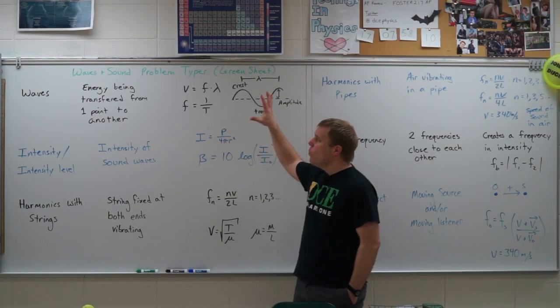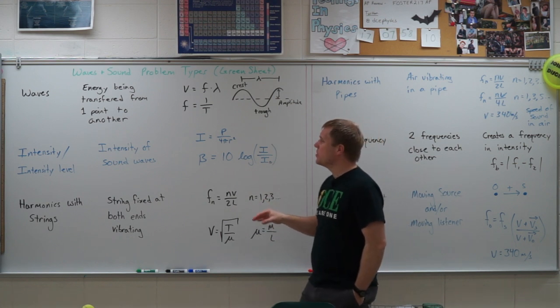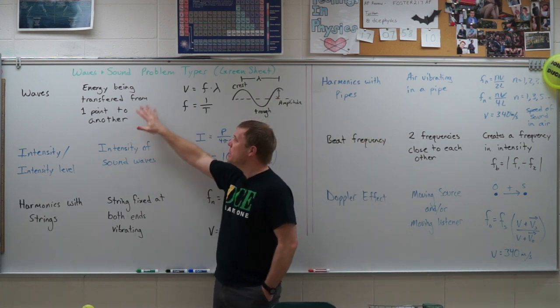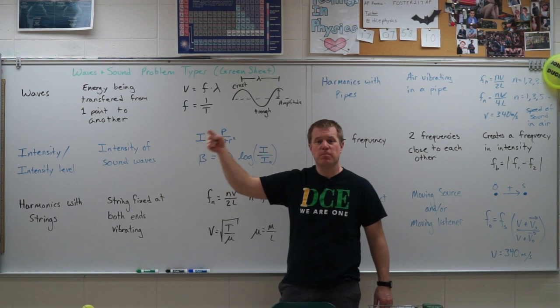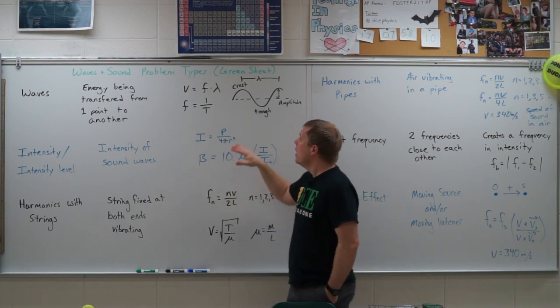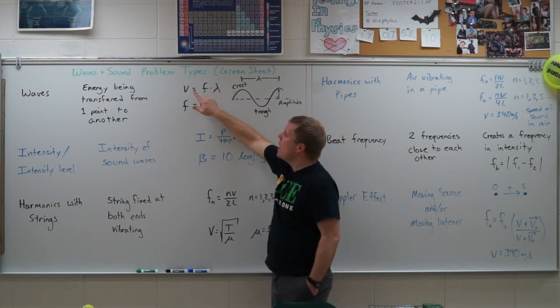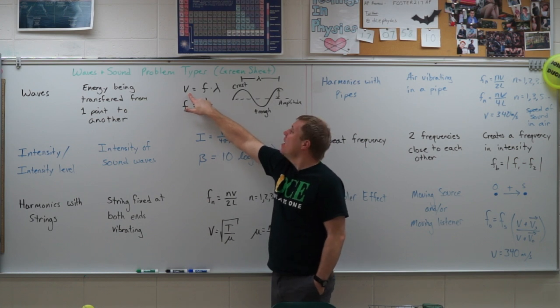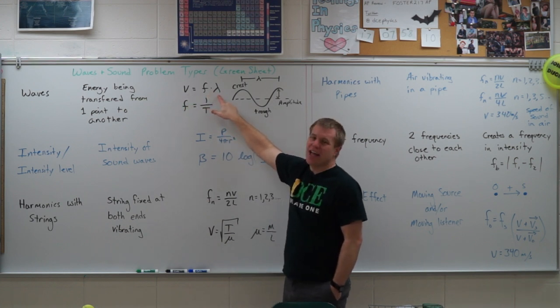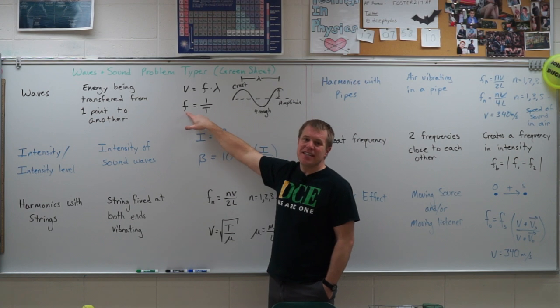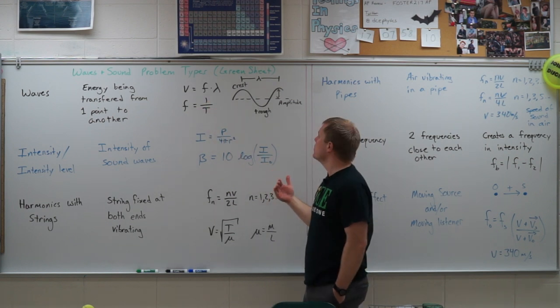All right, let's look at the wave and sound problem types here. So the first one we have is a wave problem, because we have energy being transferred from one point to another point. And so we can use the speed of the wave, the speed of the energy, that is equal to the frequency times the wavelength. And the frequency is equal to 1 over the period for these waves.